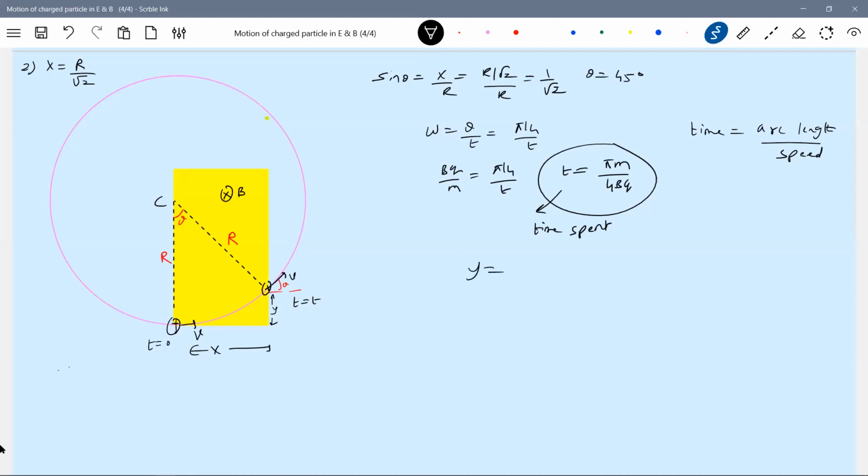You see, y equal to how much? R into 1 minus cos theta, where R equal to mv/qb. This will be 1 minus 1/√2. Will it leave the magnetic field at the same point like earlier, or a different one? No, it will be a different point. Maybe the diagram appears similar because we just copied it. It is going to get deflected by some other distance. Earlier it was 1 minus √3/2. Now 1 minus 1/√2.